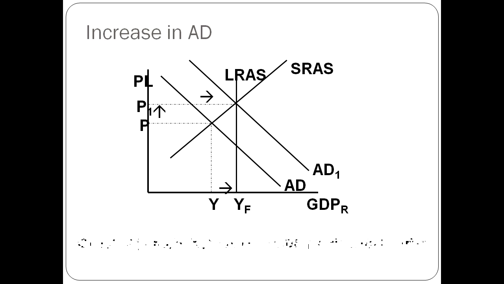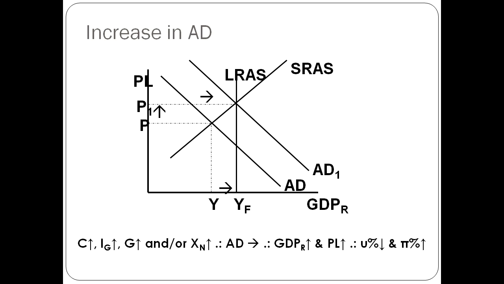Now, in response to this recession, the Federal Reserve or the U.S. Congress and the President, through monetary and fiscal policy, which we'll talk about more at a later time, would implement policies that would increase consumption, increase gross private investment, increase government spending, and/or increase net exports.